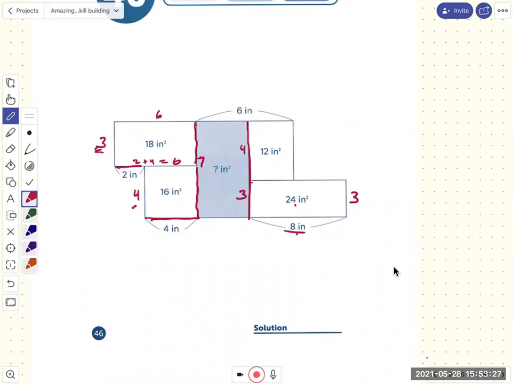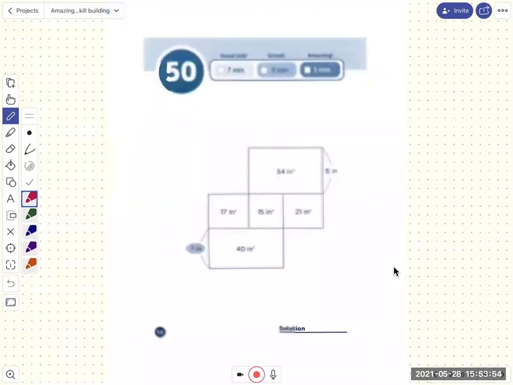But if this part is 4, then that base must be 3. Okay, but if the base is 3, then up here is also 3, and that means that this guy here is 6 minus 3 equals 3. And so we've got 3 times 7, 21. So notice that took a little bit of work. Yeah, let's look at the next one. At number 50.